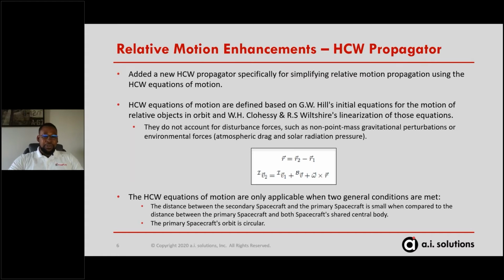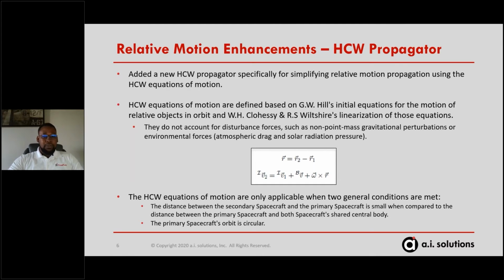Now, these equations of motion don't account for disturbance forces. So things such as non-point mass gravitational perturbations or environmental forces, such as drag and solar radiation pressure, are not taken into account. But using FreeFlyer, you do have the ability to get what we'll say is a general sense of your analysis using these HCW equations of motion. And then if you wanted to go into a higher fidelity, you could do that either using FreeFlyer and some additional scripting, or another program that you can tie in with FreeFlyer using its FreeFlyer API.